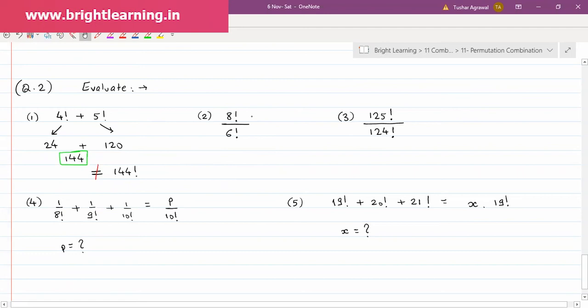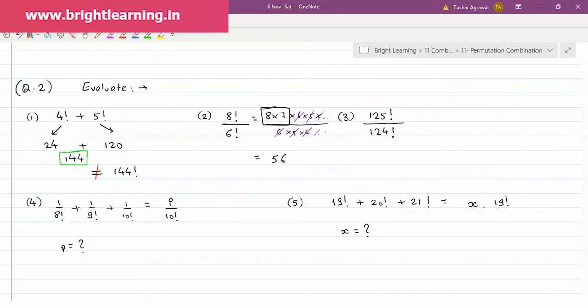So what is 8 factorial? 8 factorial is 8 into 7 into 6 into 5 into so on and so on. What is the denominator? The denominator is 6 into 5 into 4 and so on up to 1. So can't you do this calculation? 6 cancelled, 5 cancelled, 4 cancelled, 3 cancelled, and so on. What remains is only 8 and 7. 8 and 7 survive.